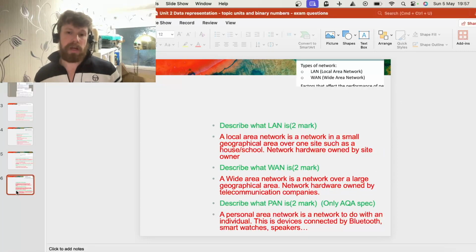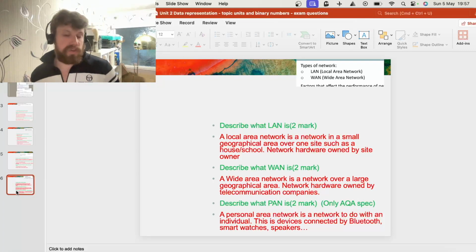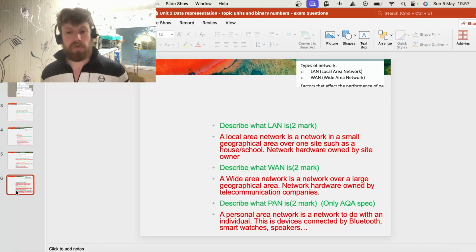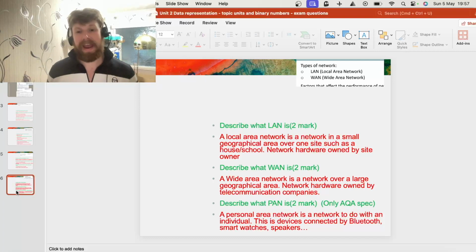The final ones is just looking at the LAN, the WAN, and the PAN. The PAN is only for the AQA spec, so if you are on Cambridge International or OCR, you do not need to write that last point down. So the first two, a LAN, a local area network in a small geographical area over one site, such as a school or a house.